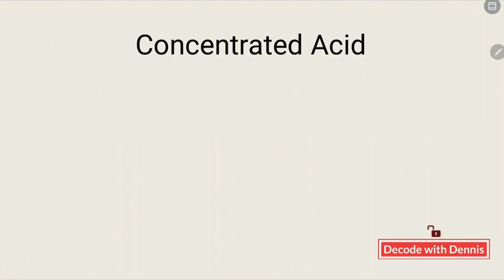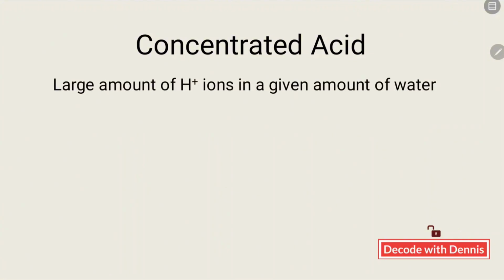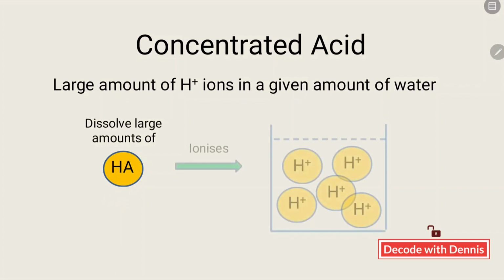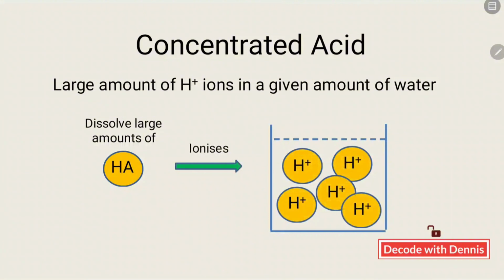Next, let's discuss what's a concentrated acid. A concentrated acid is one where there is a large amount of hydrogen ions dissolved in a given amount of water. So to get a concentrated acid, you can dissolve a large amount of acid molecules in a given amount of water. And these acid molecules will ionize to give you a large concentration of hydrogen ions in water, thereby producing a concentrated acid.